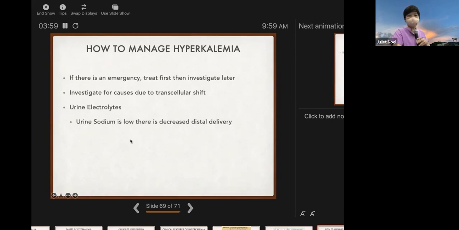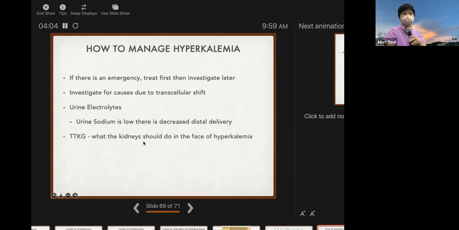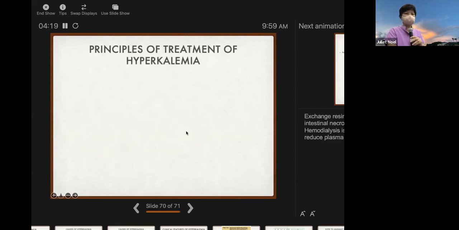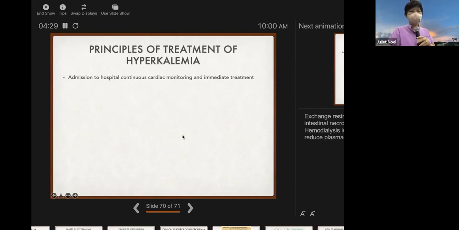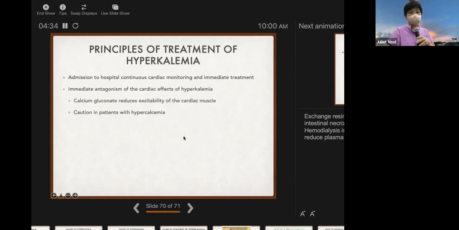You get urine electrolytes. If sodium is low, there is a decrease in distal delivery. You can get TTKG. If it's more than 8, you investigate on renin and aldosterone. If it's less, it is resistance to potassium secretion. So when you have hyper-K, you admit the patient in the hospital for continuous cardiac monitoring and immediate treatment.